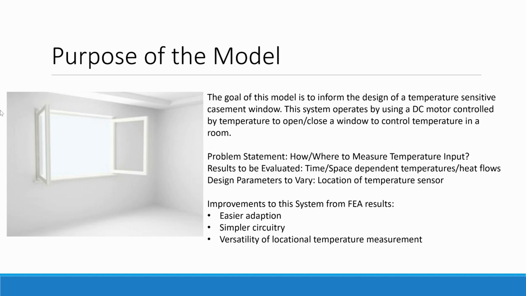This system operates using a DC motor coupled to a gear system to open and close a window to control temperature in a room. So we were having a problem with how and where to measure the temperature input, and so we will use the time and space dependent temperatures and heat flows to evaluate this. And our design parameter that we will look to vary is the location of the temperature sensor.